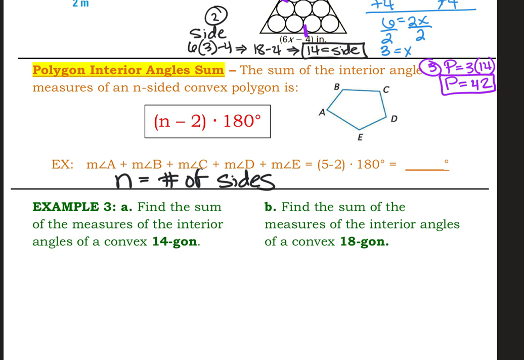So what is 5 minus 2? I'm going to plug in 5 for my n, right? Because I have 5 sides. 5 minus 2. What's 5 minus 2? 3, good. What's 3 times 180? It should be 540. So the five-sided shape, this shape right here, should equal 540 degrees.